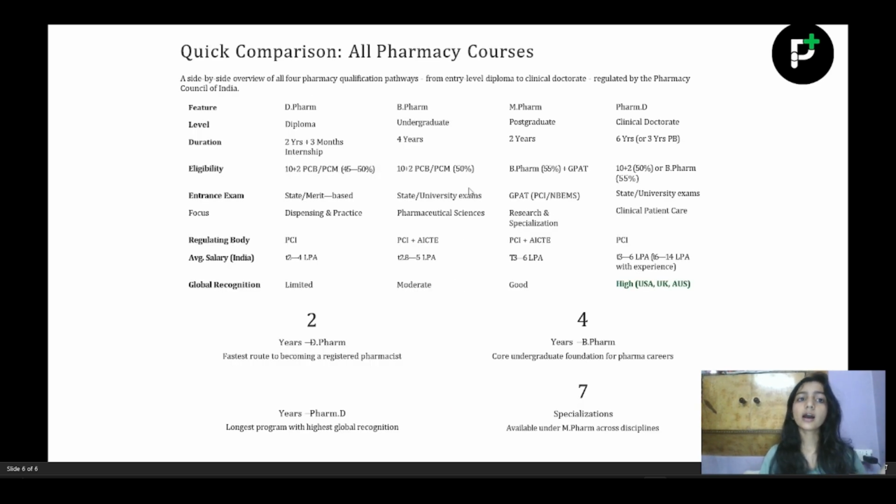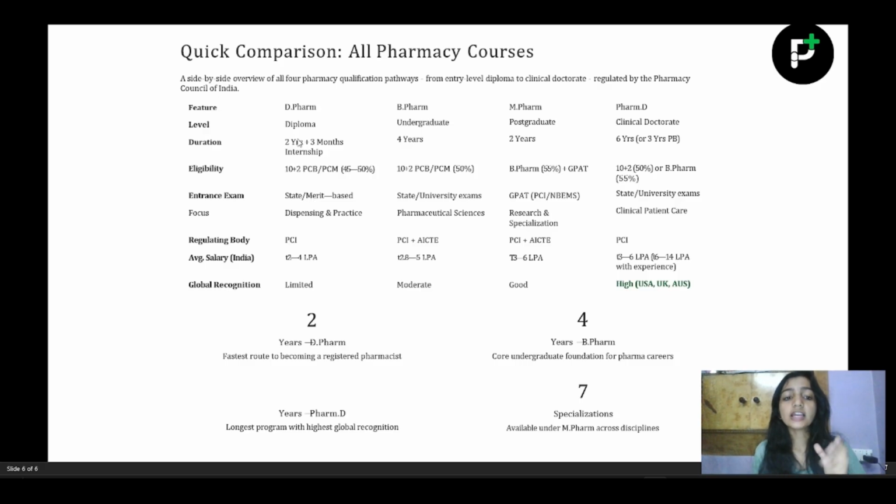Let's take a quick brief and compare all these courses simultaneously. D.Pharm is a diploma, B.Pharm is undergraduate, and M.Pharm is a postgraduate program, whereas Pharm.D is a clinical doctorate. Duration varies from 2, 4 to 6 years. And if I talk about eligibility criteria, it's +2 with D.Pharm, B.Pharm, and Pharm.D. But for M.Pharm, it requires Bachelor of Pharmacy, which is a foundation course for it. And to get eligible for these courses, you need to crack some GPAT or state university exams.